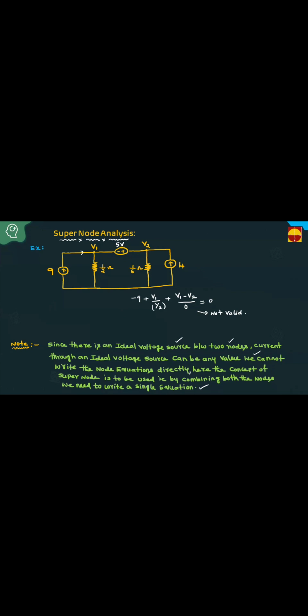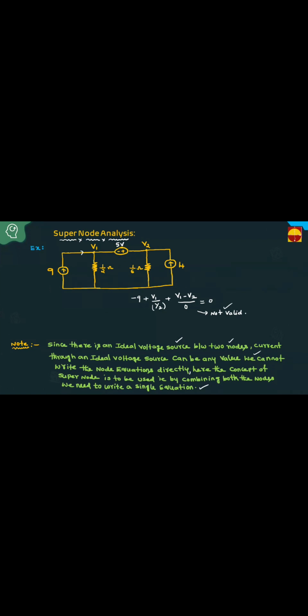Why do you go for the supernode analysis? This is the reason. Between any two nodes, if any ideal voltage source is connected, ideal voltage source means the internal resistance of that voltage source is 0. Then we know that the current through the ideal voltage source is any value. Because here we are getting infinite, separately by applying nodal analysis at V1 and at V2, we can't solve. For that, what you can do? By combining these two nodes, you can write one equation. And by applying KVL within this loop, within this supernode, you can write one more equation. Then by solving those two, we can get the two unknowns.